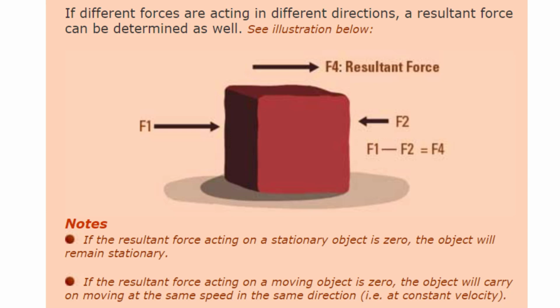If the resultant force acting on a stationary object is zero, the object will remain stationary. If the resultant force acting on a moving object is zero, the object will carry on moving at the same speed in the same direction, i.e. at constant velocity.